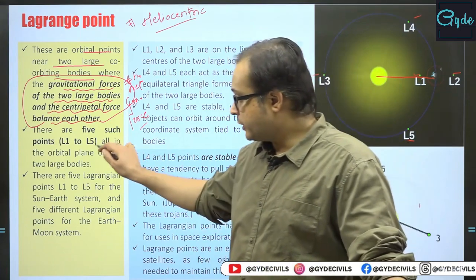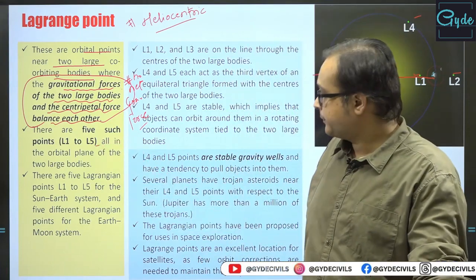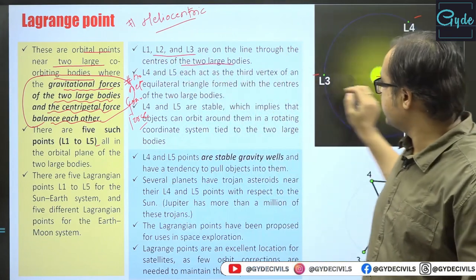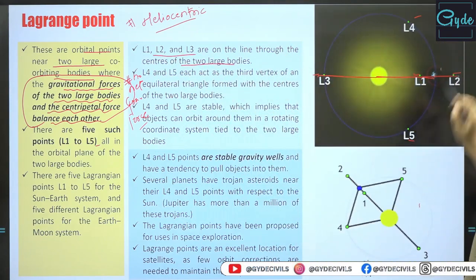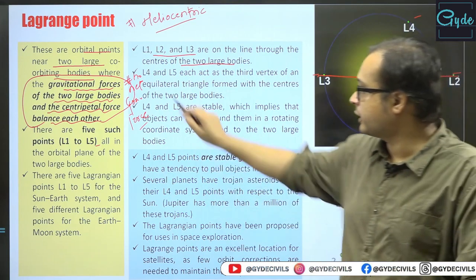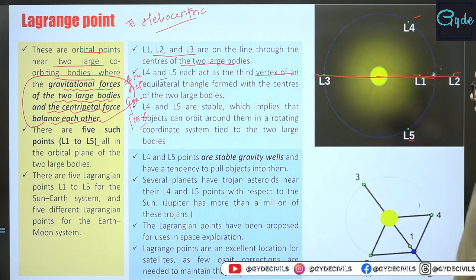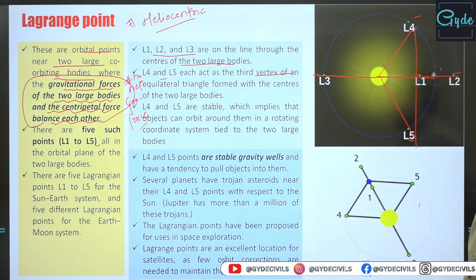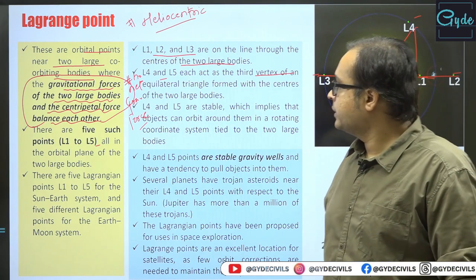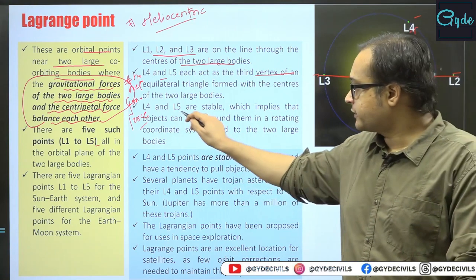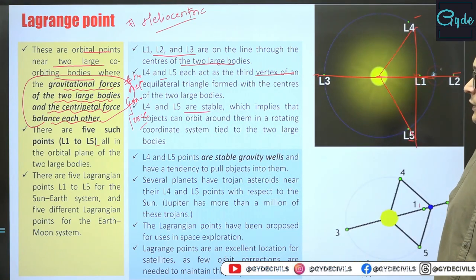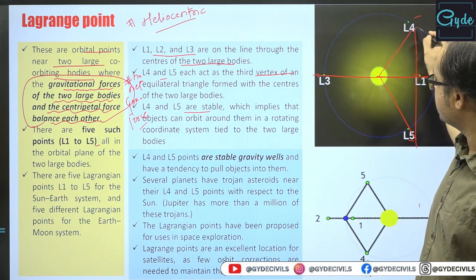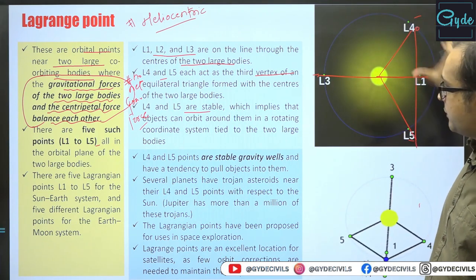There are 5 such points, L1, L2, L3, L4, L5, right? L1, L2 and L3 are on the line through the centers of the two large bodies. L4 and L5 are at the third vertex of the equilateral triangle which can be created. This is the third vertex, right? L4 and L5 are stable, which implies that objects can orbit around them in a rotating coordinate system also. L4 and L5 are more stable, objects can remain there.